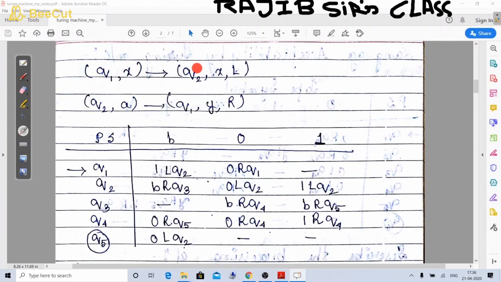Okay, the state change occurs and it becomes q1 to q2, and this x remains x, and the movement happens towards the left side. Similarly for the next one, suppose we have Q2 and we apply A upon Q2, so what will happen? The state change occurs and this Q2 becomes Q1, and this A will be replaced by this Y, okay, and the movement is towards the right direction.